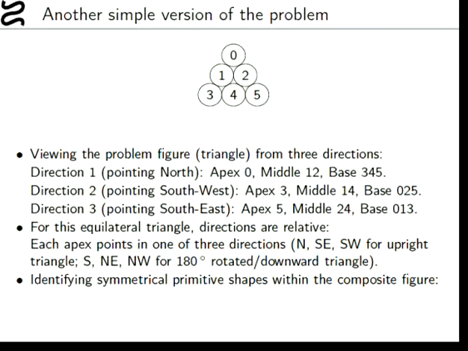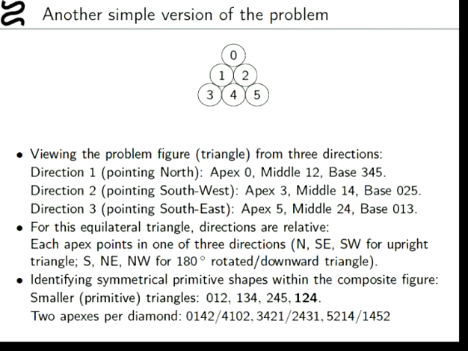Which primitive shapes did you find within the composite problem figure? The large triangle contains smaller, or primitive, triangles made up of 3 coins each: 0, 1, 2 and 1, 3, 4 and 2, 4, 5. All these 3 triangles point north. And most important, did you find the south-pointing triangle 1, 2, 4?